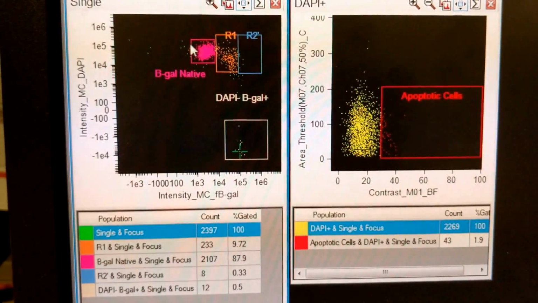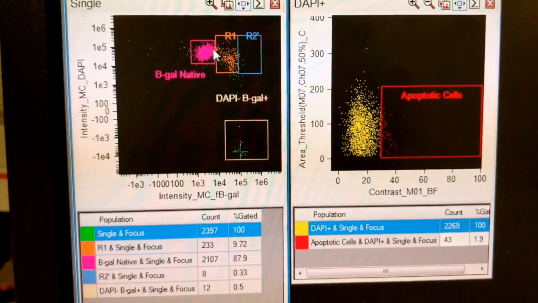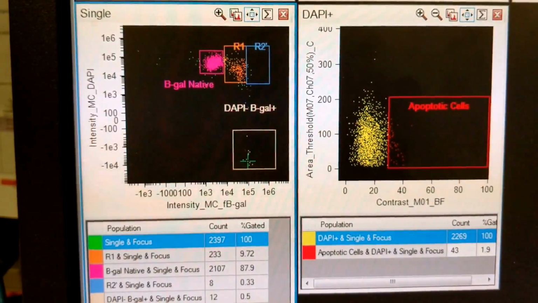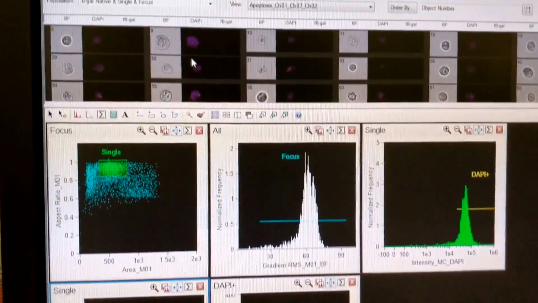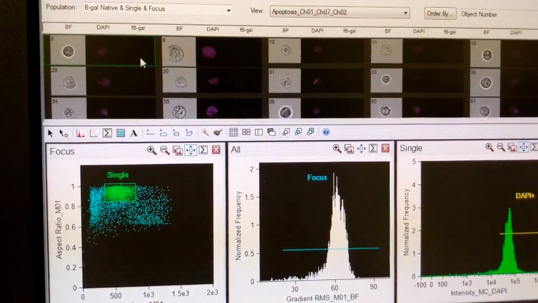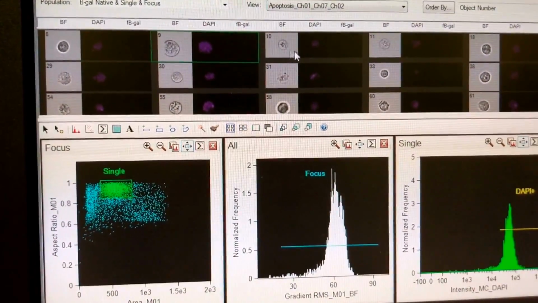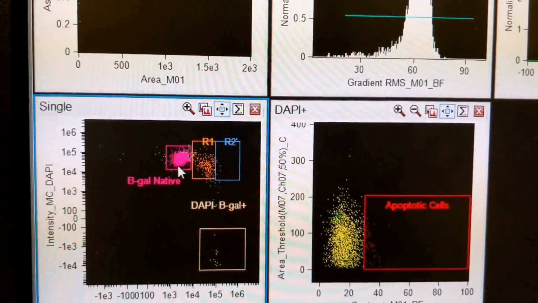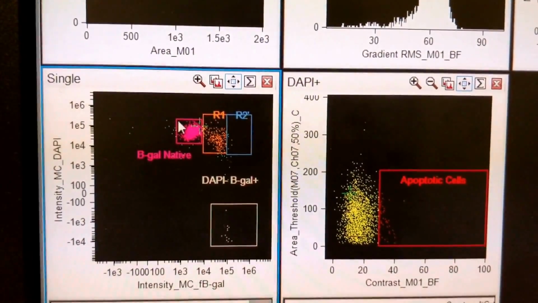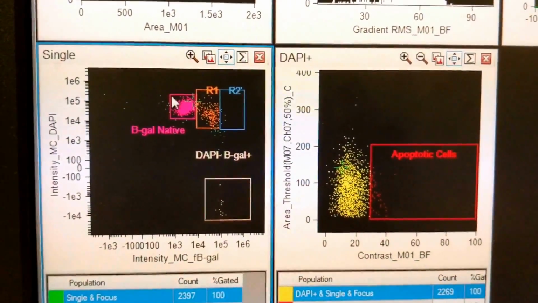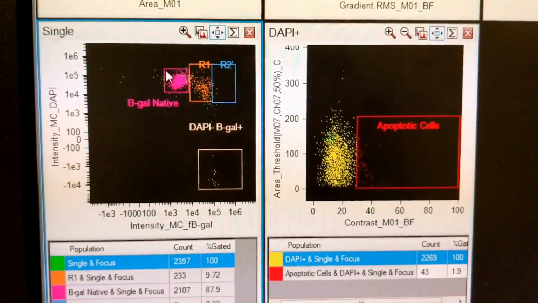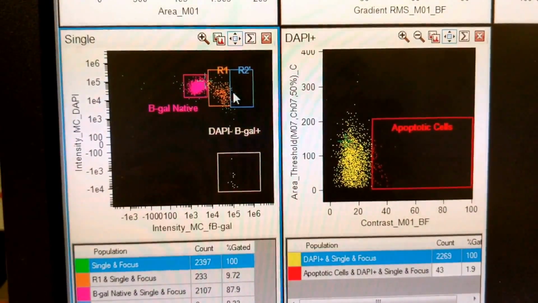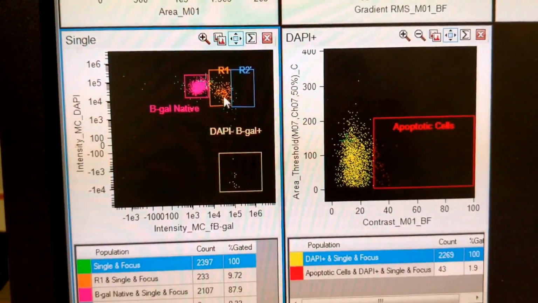So these cells, HK2 cells, express beta gal natively, and if I gate on those, you can see that the beta gal, I have sort of decreased the fluorescence, but they have some expression of beta gal natively, and it's clearly a good expression. So for some reason they express beta gal at a native stage. Are they senescent? I don't know, but they have expression of beta gal.